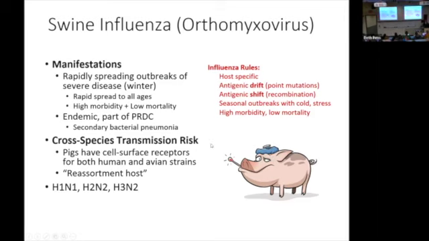All right, so the big part of swine influenza is this big cross-species transmission risk. Pigs have the cell surface receptors for pig, human, and avian strains. So they're essentially like a mixing vat for creating new flus, which is why we're so worried about them. That's a reassortment host. They infect with multiple viruses, and then those Lego pieces are allowed to recombine and make brand new viruses. So much fun.